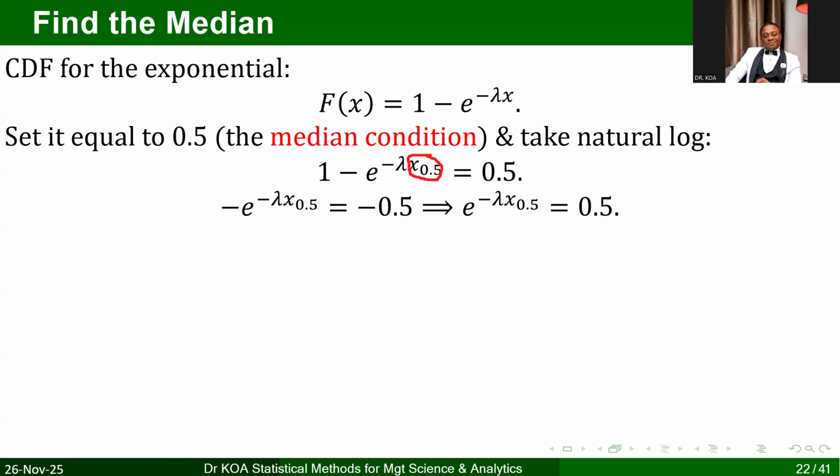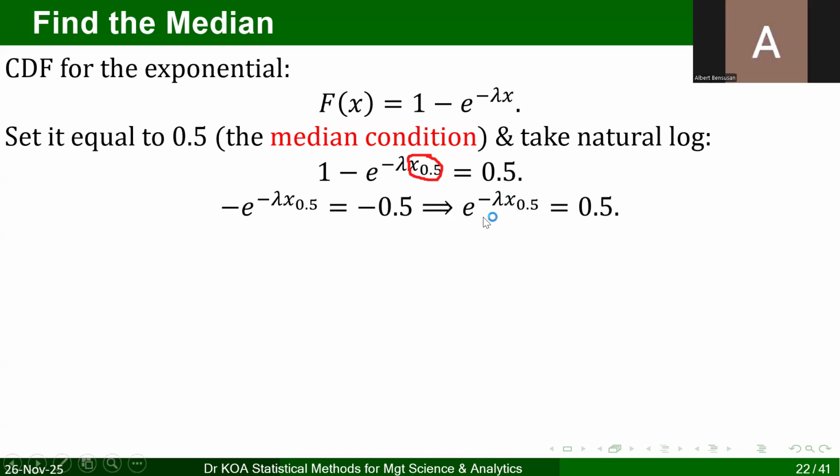What can you do? You can take the natural log so that you remove the exponent. Do you get that? You can take the natural log. Okay, so the natural log will kill the exponent. Then you take the natural log on the right-hand side for the 0.5. Are you guys with me?